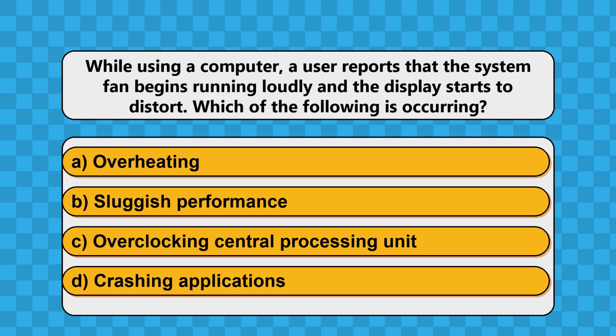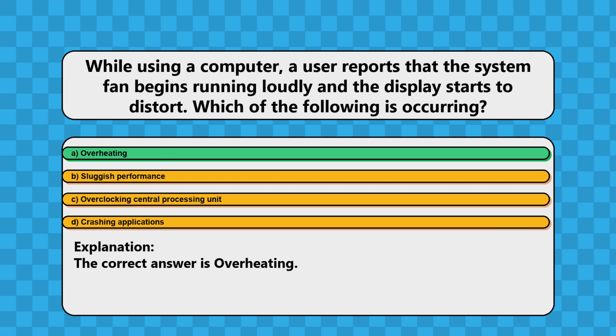Question 23. While using a computer, a user reports that the system fan begins running loudly and the display starts to distort. Which of the following is occurring? Option A, overheating. Option B, sluggish performance. Option C, overclocking central processing unit. Option D, crashing applications. The correct answer is option A, overheating. Question 24.